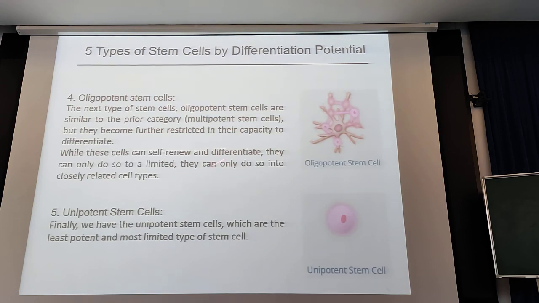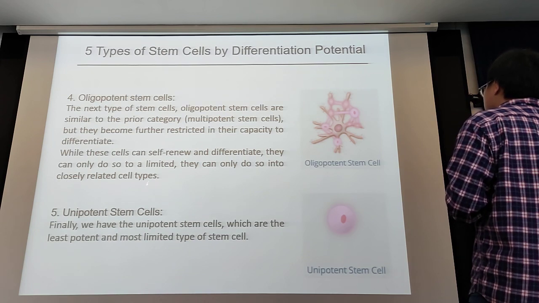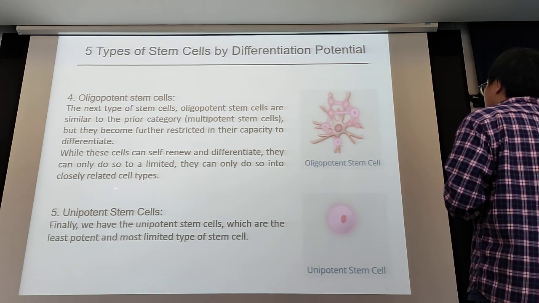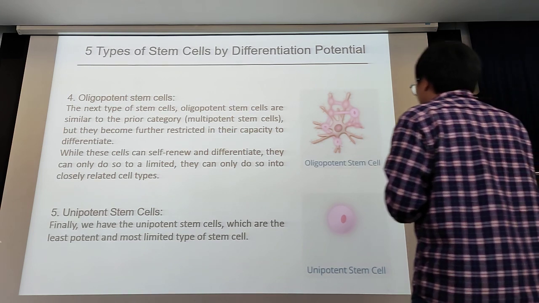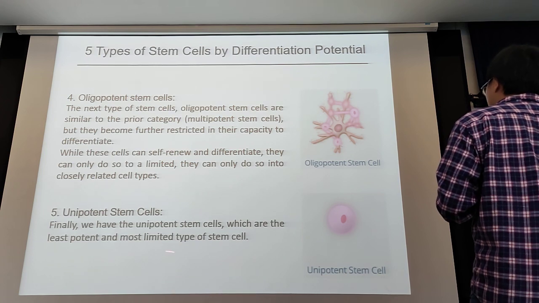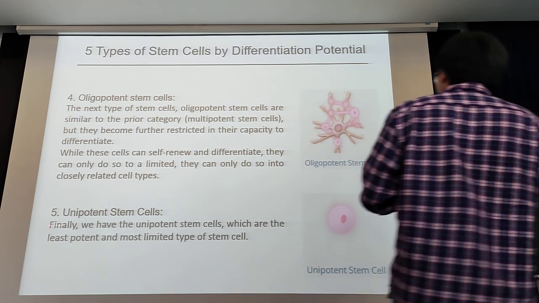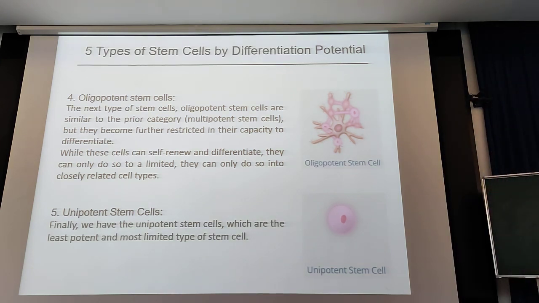And the next one is the oligopotent stem cell, which can differentiate to several cell lines that are closely related. And the last one, which is also the least powerful stem cell, is the unipotent stem cell. Uni means that it has the capability to differentiate to only one cell type. Okay?